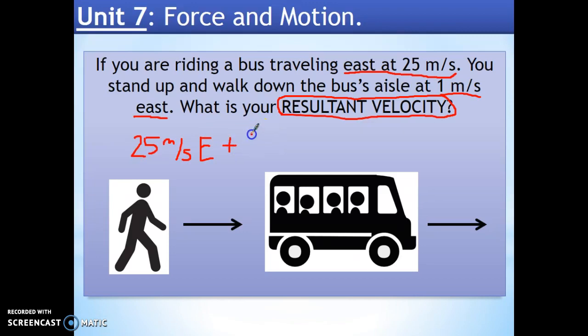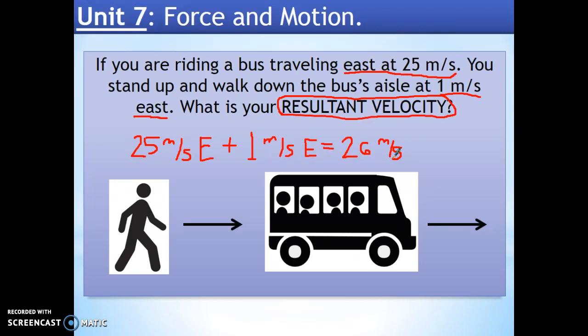All right, so 25 meters per second east for the bus is the bus's velocity, and then we have 1 meter per second east. Sorry, this is a little sloppy. I don't have a mouse here. Equals, so obviously some pretty simple math. We get 26 meters per second. Now that's just a speed unit. In order to make it a velocity unit, we'd have to add a direction.